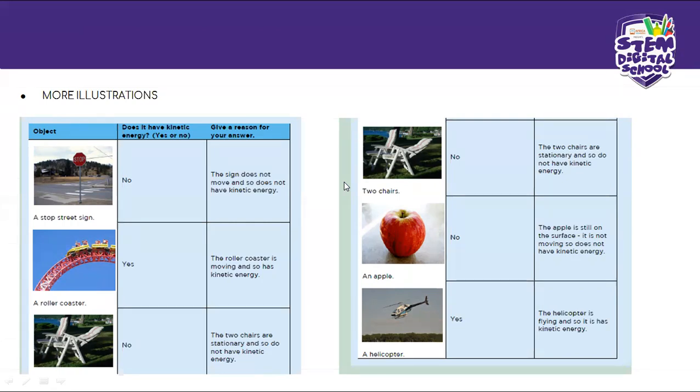We have got what? An apple. Does it have kinetic energy? Yes or no? No. From the illustration I'm giving you, the apple is still on the surface. It is not moving, so it does not have what? Kinetic energy. If we look at the helicopter, it has kinetic energy. Yes, because it's in what? Motion. Okay.